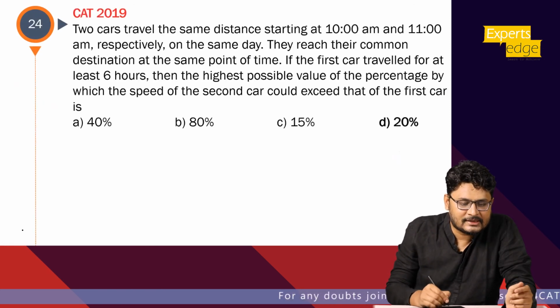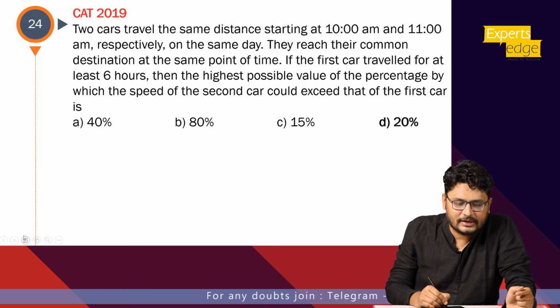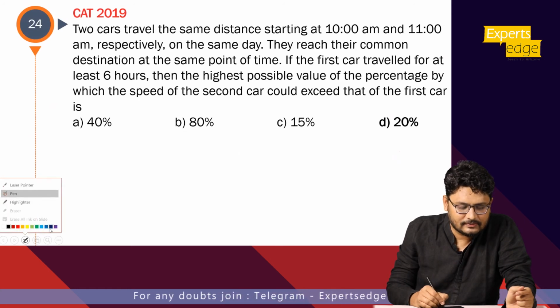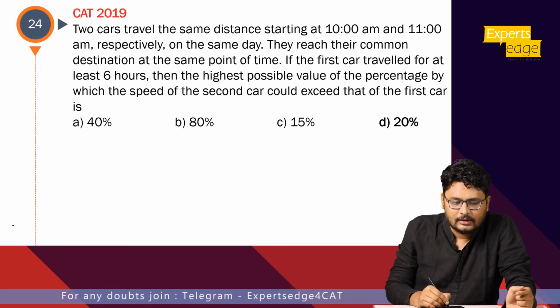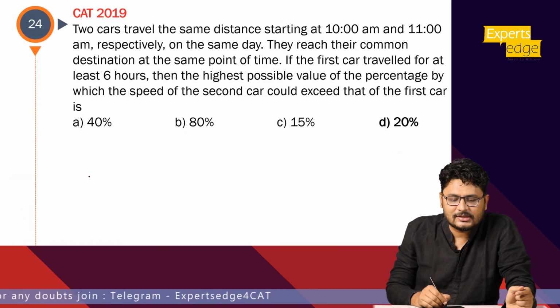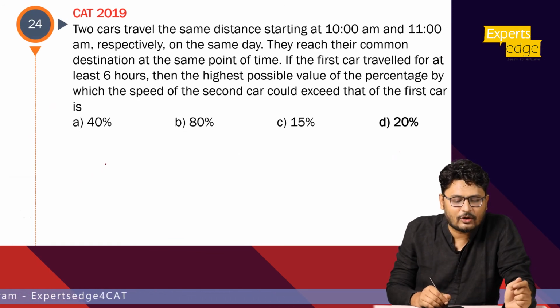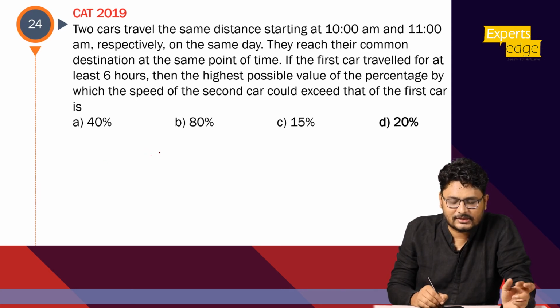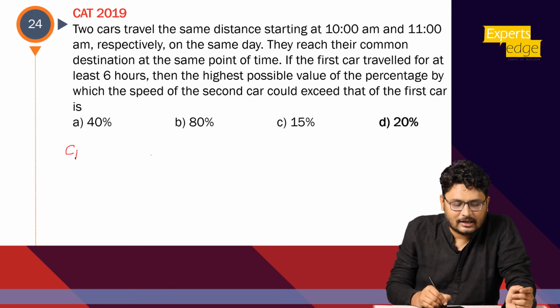Now this is a recent question from last year, CAT 2019. What does it say? Two cars travel the same distance starting at 10 and 11 AM respectively on the same day. They reach their common destination at the same point of time. If the first car travelled for at least 6 hours, then the highest possible value of the percentage by which the second car's speed must exceed the first car's. Okay, let's say this is car 1 and this is car 2.